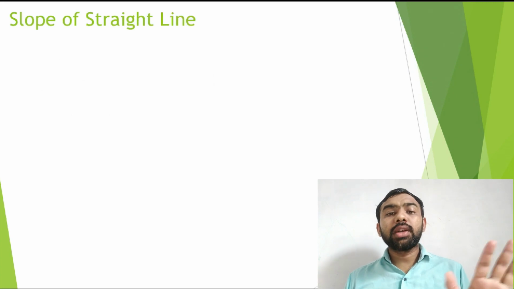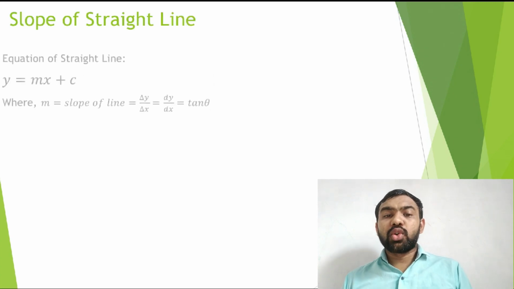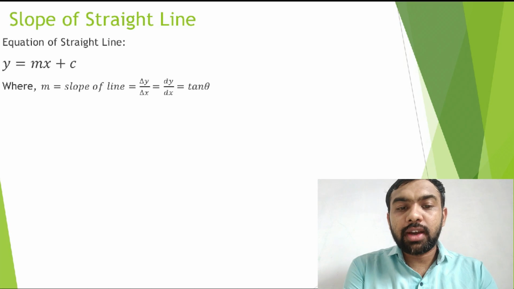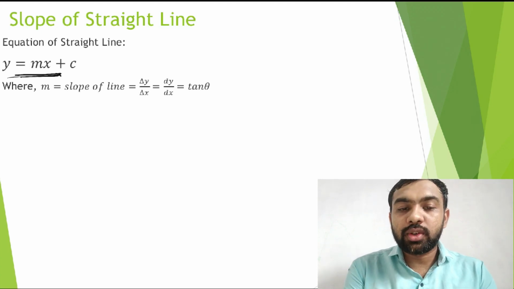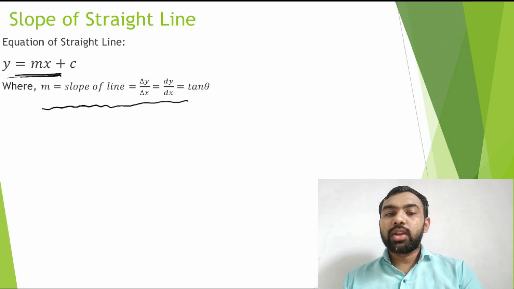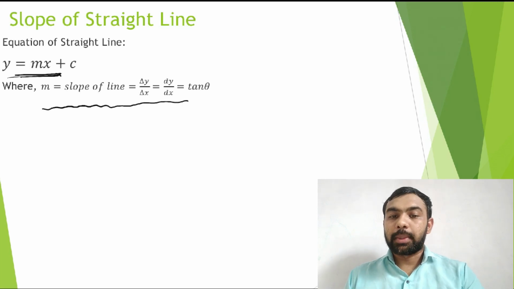Let's see, the slope of a straight line. If you write the equation y is equal to mx plus c, then the slope represents the slope of the line: delta y upon delta x, or dy by dx, or tan theta. These are all the expressions for the slope of a line.